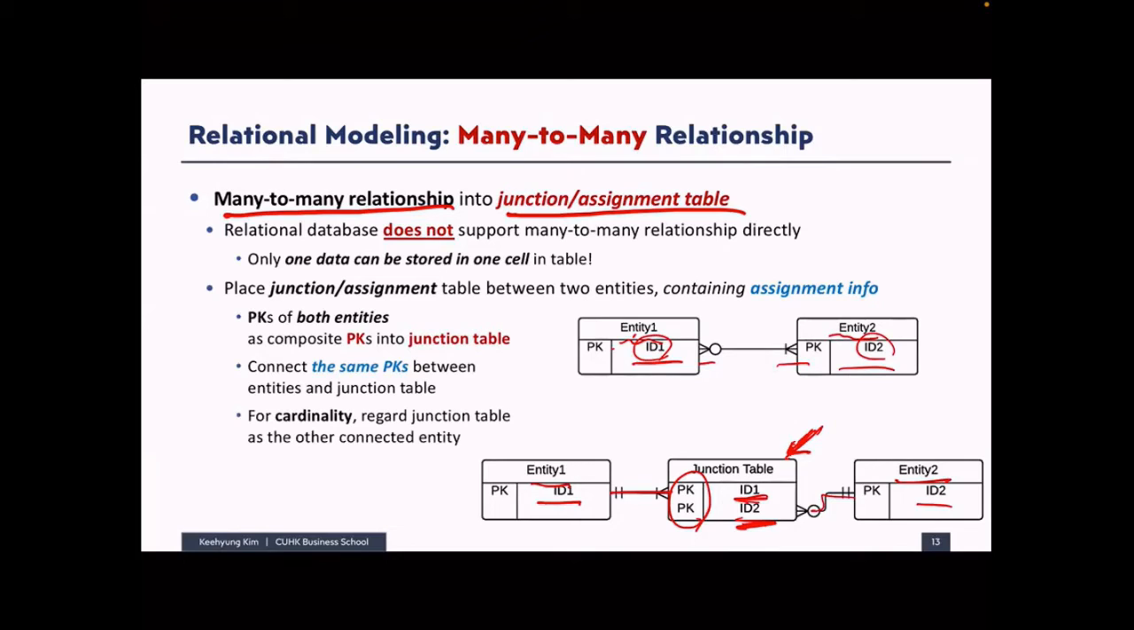And for the cardinality, from each entity's perspective, they think of this junction table as the other entity. What it means is this. From entity 1's perspective, entity 2 was connected by 1 and many, so we put it there, 1 and many. And from entity 2's perspective, entity 1 was connected by 0 and many, so we put that here, 0 and many. So from entity 2's perspective, they think the junction table is entity 1, and from entity 1's perspective, they think the junction table is entity 2, like this.